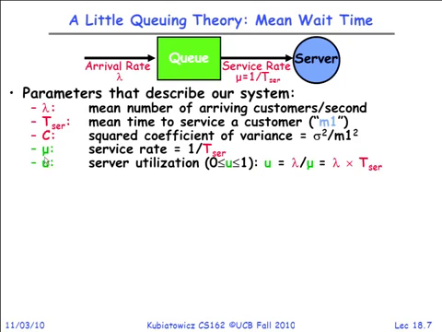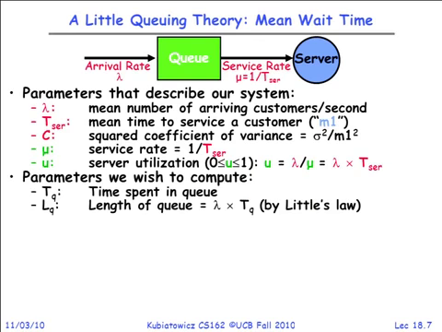So what do we want to compute out of all of this? Notice so far I've got 3 red parameters which define my system, lambda, T service time, and C, and 2 derived ones. Now, suppose I want to talk about the time spent in the queue. That seems like a good number. Or suppose I want to know the length of the queue. Well, fortunately, because of Little's law, the length is easy. It's lambda times the time in the queue, remember? The length of the queue is the rate of people coming in times the time you spend in the queue.